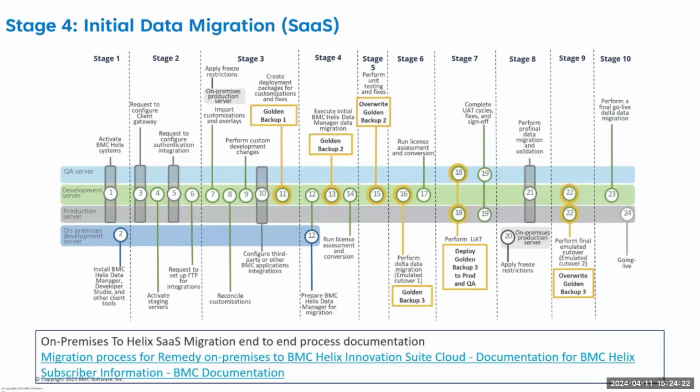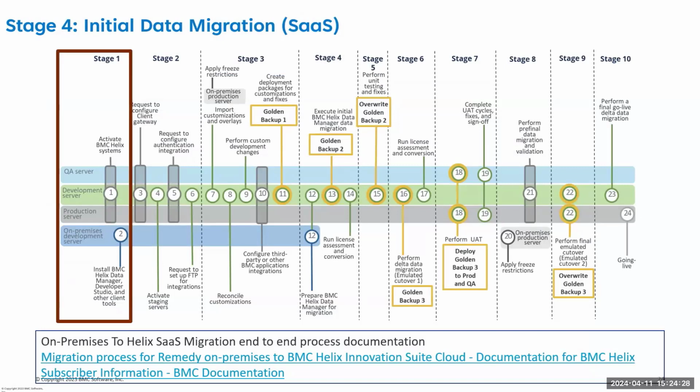During stage one of your project, you will perform installation and execution of the utility in assessment mode, and you will review the assessment report and acquire necessary bundle licenses. In stage four of the project, you will initiate initial data migration from your current production server to the new Helix production server using the Helix Data Manager tool.